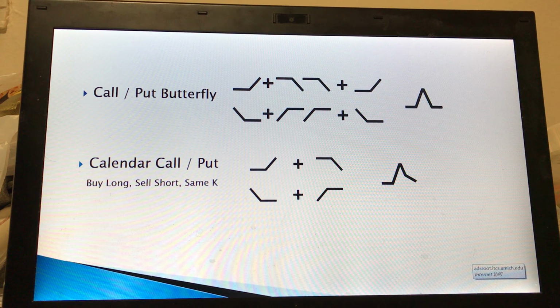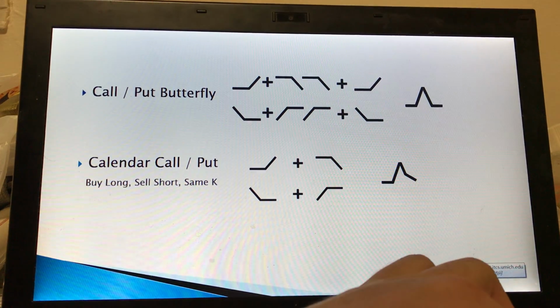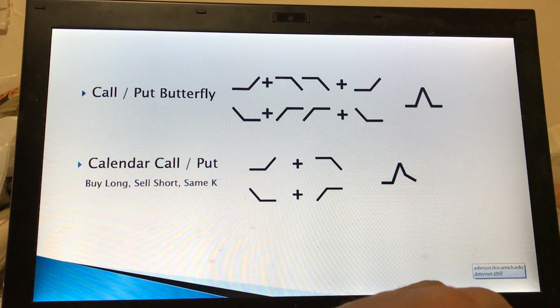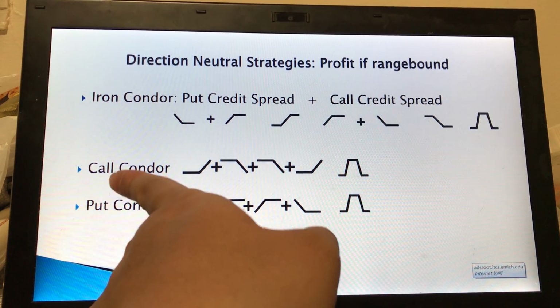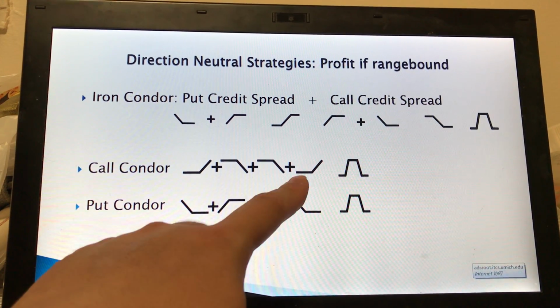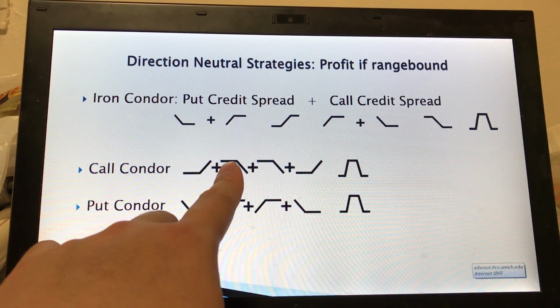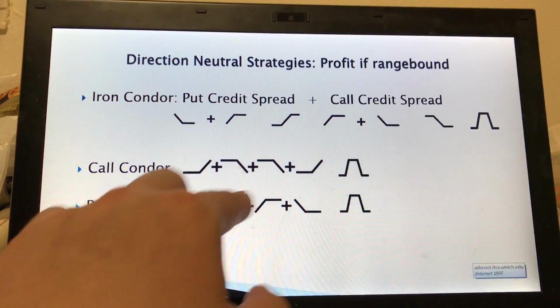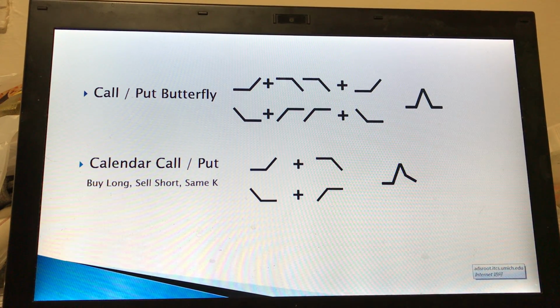A call and put butterfly. This might be familiar. We can understand this as the call condor and put condor, with these two strike prices being the same, and these two also evenly apart. So these two are the same strike price, and these two are the same strike price. Then you will have a call and put butterfly like this.